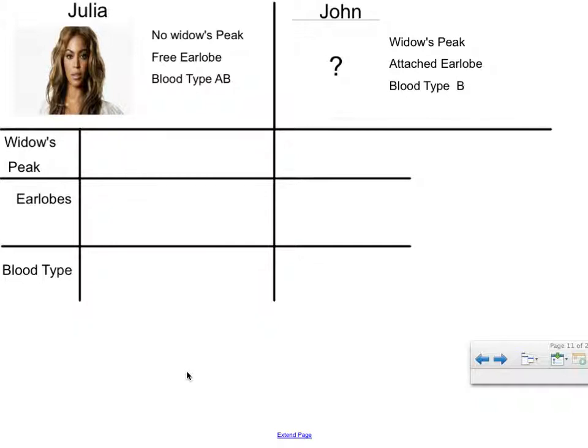So far, so good? All right. John, the baby's daddy, has a widow's peak. What is John's possible genotype? Dominant dominant, or dominant recessive? Fill in the box.